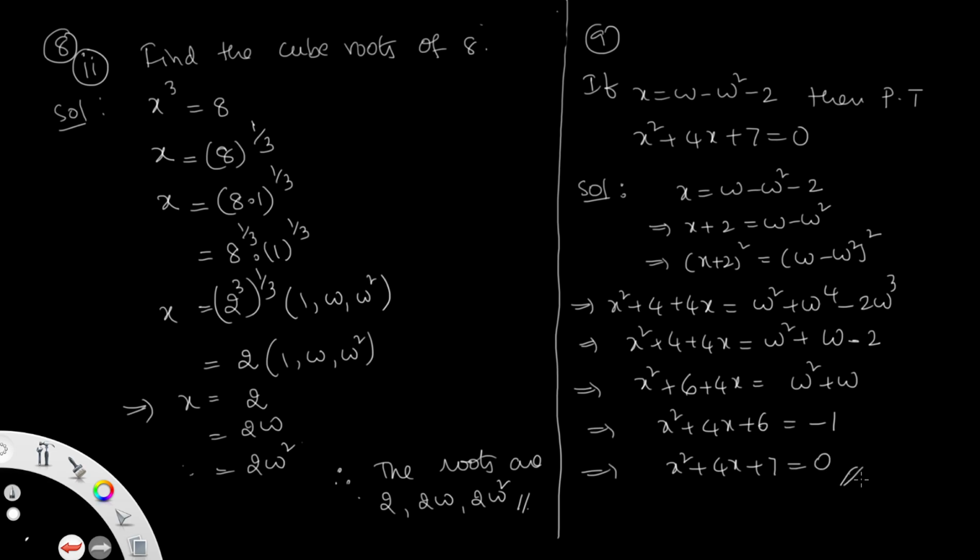Why? Because here we are writing that 1 plus omega plus omega square equals 0 and omega cube equals 1, since 1, omega, omega square are the cube roots of unity. Then omega square plus omega equals minus 1. Simplified, x square plus 4x plus 7 equals 0. That's all, this is the total of the VSAQs.